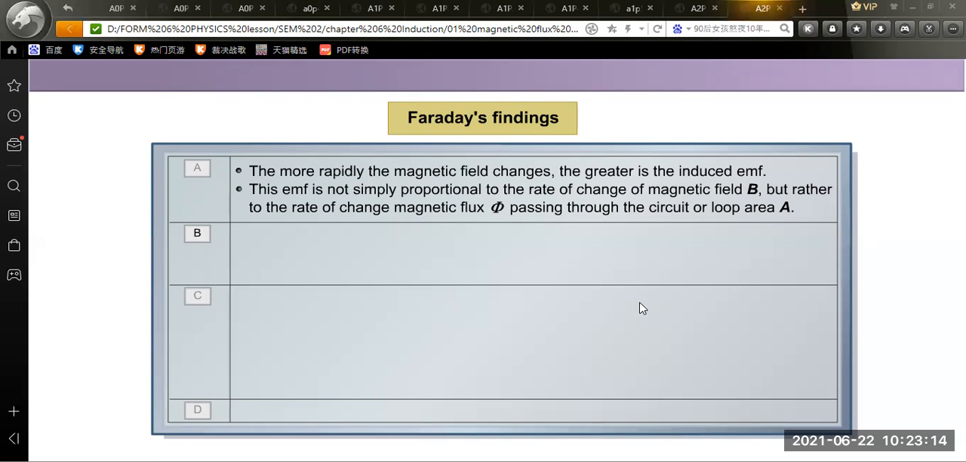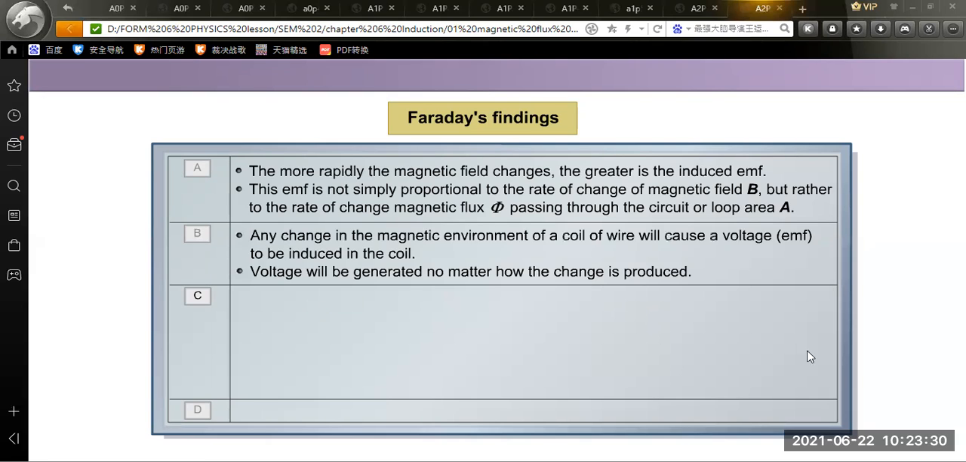This EMF is not simply proportional to the rate of change of magnetic field B, but rather to the rate of change of magnetic flux passing through the circuit or loop area A. Any change in the magnetic environment of a coil of wire will cause a voltage. That means that there is an EMF there, so an induced EMF.